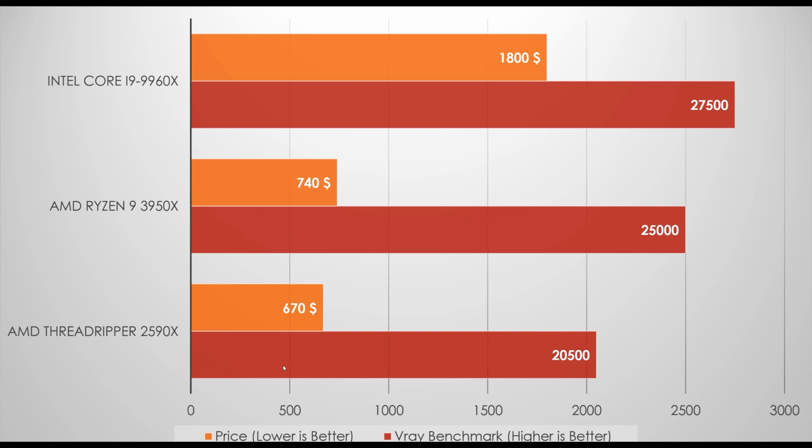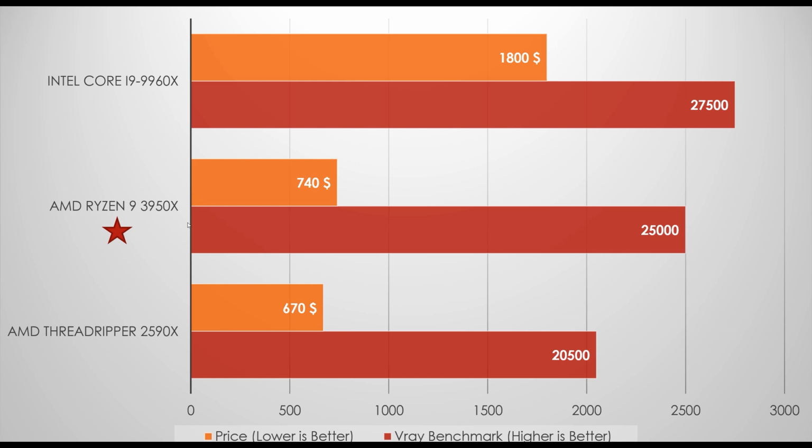So here in this example, the AMD Ryzen 9 3950X has the better price to performance, giving me a higher score in the Vray benchmark while staying competitive in price compared to the Intel offer, which is way more expensive than the Ryzen. So out of them, I will choose the Ryzen 9 3950X.